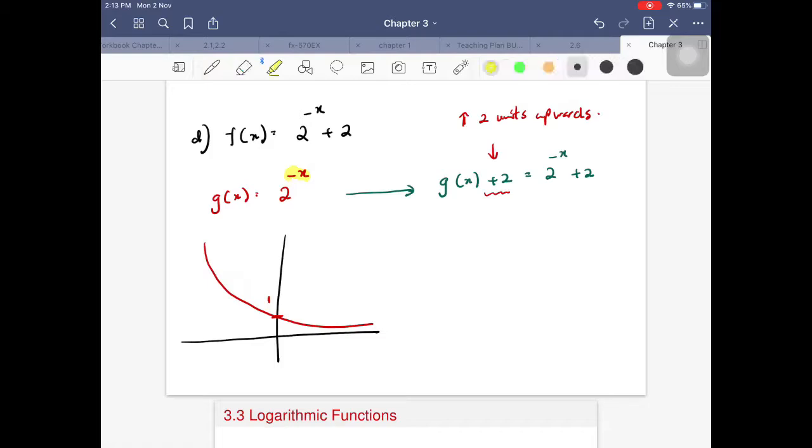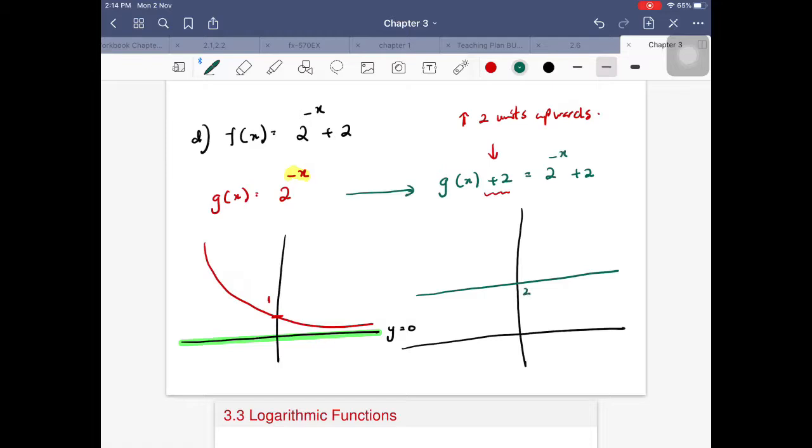Previously, we had an asymptote at y equal 0. And when we translate, even the asymptote is going to translate as well. So from y equals 0, my new asymptote is going to be at y equal 2. So this is going to be my asymptote. It goes up 2 units because we have plus 2. If we have minus 2, then it goes down 2 units. But the graph is still going to be the same.